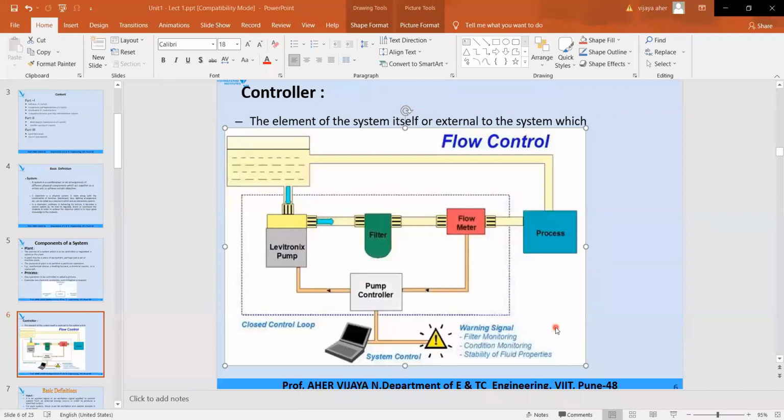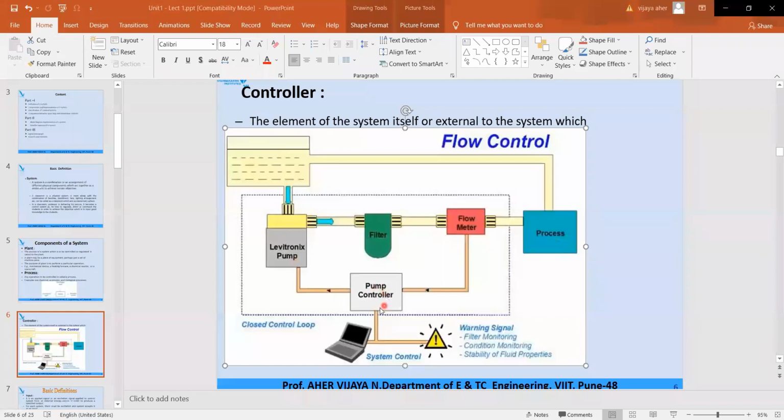Now see the process. Where is the process? This is your process. Now this block is nothing but your controller, to control the flow of water. This is your process, this is your water tank, and this is nothing but a pipe. By using a Levitronics pump, you can control the water flow.